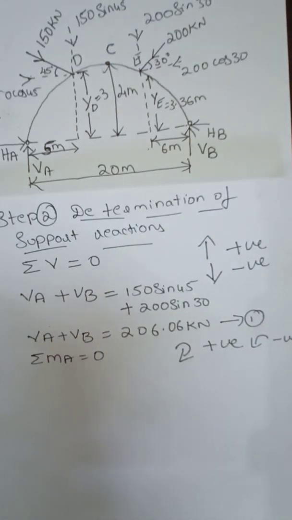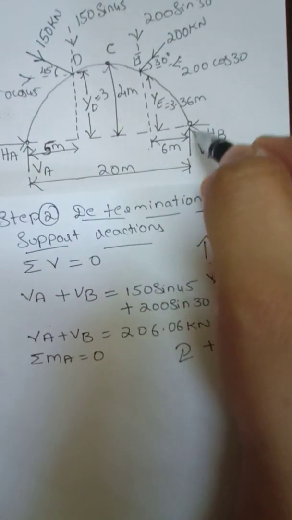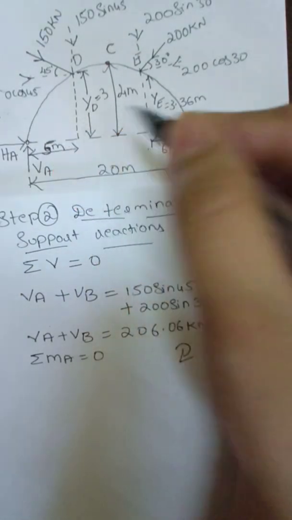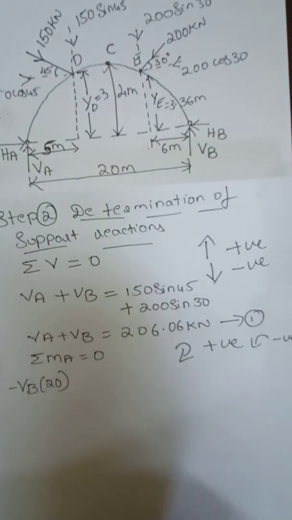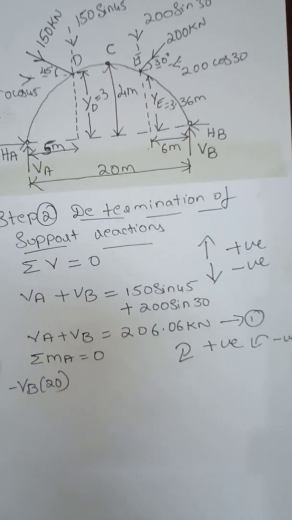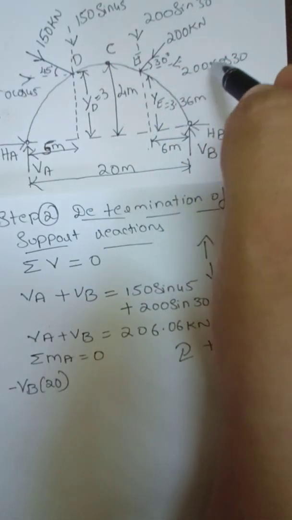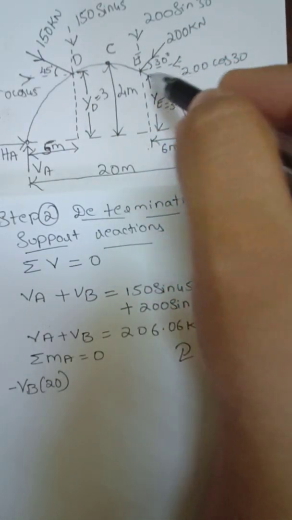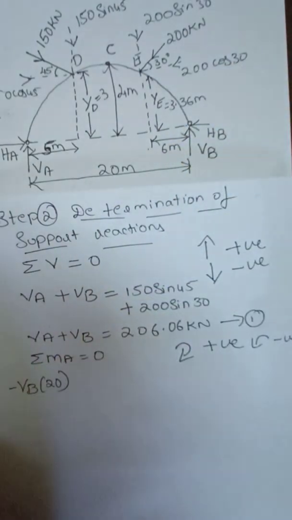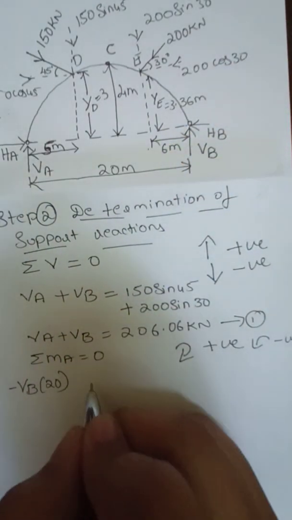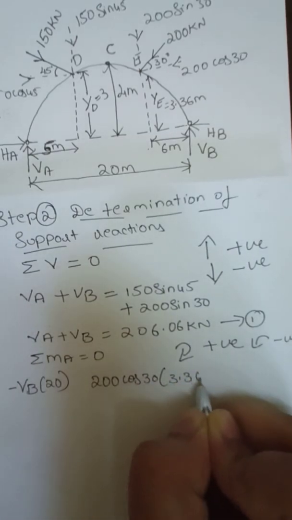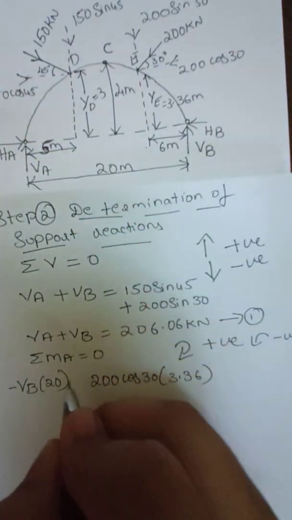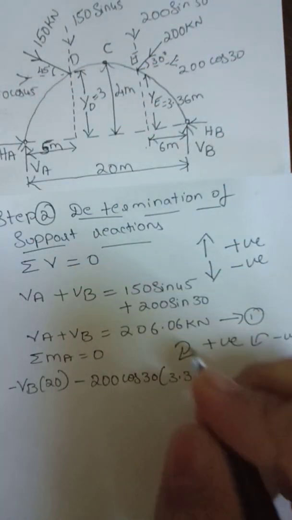The sign convention is that clockwise I take as positive and anti-clockwise I take as negative. With this sign convention, it is VB into this distance, so VB into 20. It is going in the anti-clockwise direction, hence it is considered negative. Then I have the cos component of 200, 200 cos 30 into YE, which is 3.36, going in the anti-clockwise direction. Hence it is considered negative.